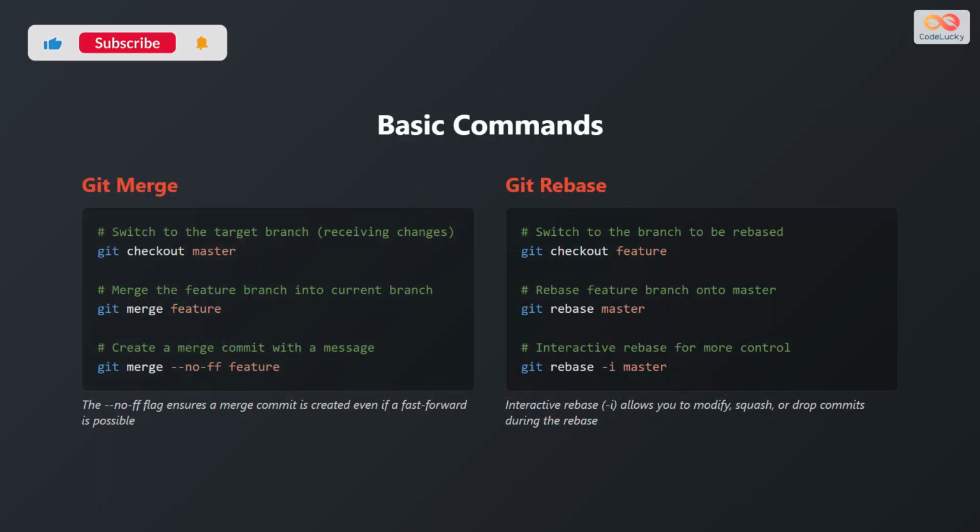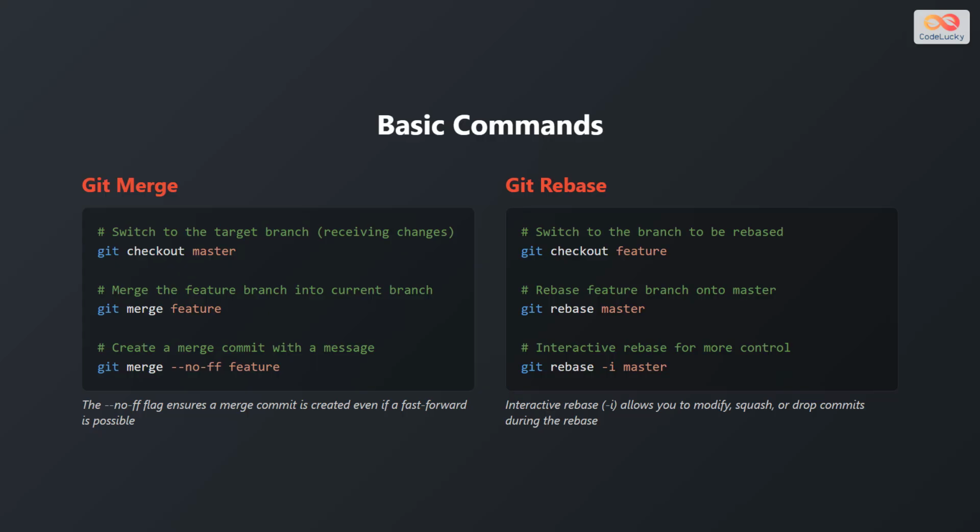Here are the basic commands for Git Merge and Git Rebase. For Git Merge, first, switch to the target branch, which is the branch receiving the changes, using git checkout master. Then, merge the feature branch into the current branch with git merge feature. To create a merge commit with a message, use git merge --no-ff feature. The --no-ff flag ensures a merge commit is created even if a fast-forward is possible.